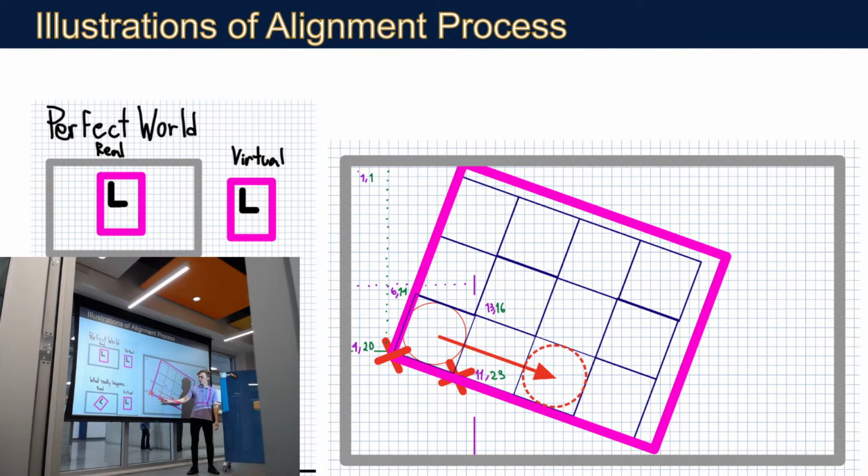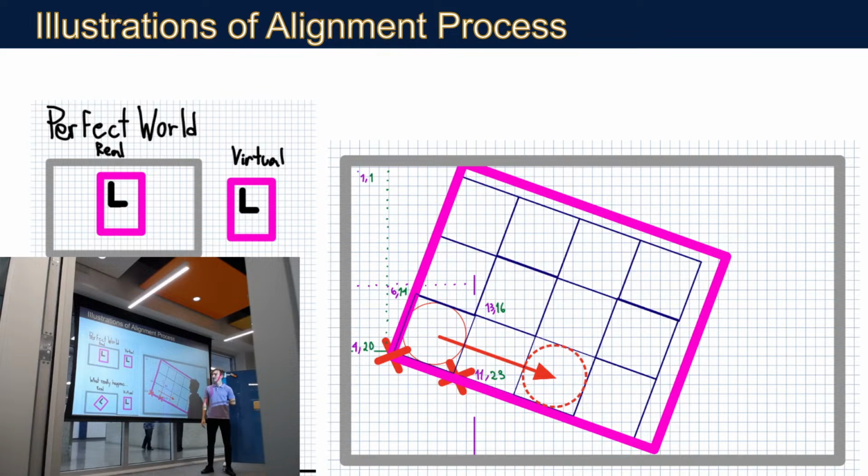I obtain another point, and I calculate the difference in between this, so that I get the slope, and that gives me an angle. And then I use that angle to rotate every point. So every point that I click here, I rotate it, so that it aligns with the real world.